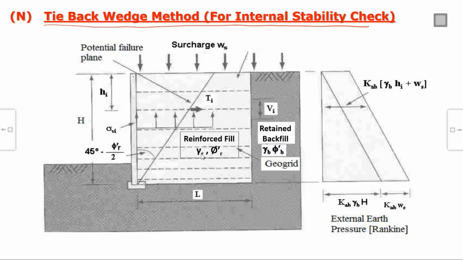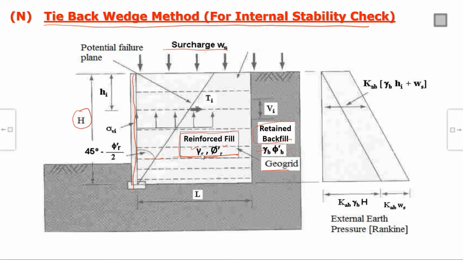Here, if you see, this is my fascia, this height is H, and this surcharge is WS, which consists of WD and WL, the dead load and live load surcharge. Then this is my reinforced fill, its properties are gamma R and phi dash R. This is my backfill, the retained fill, its properties are gamma B and phi dash B. These are my reinforcement layers, which are geogrid.